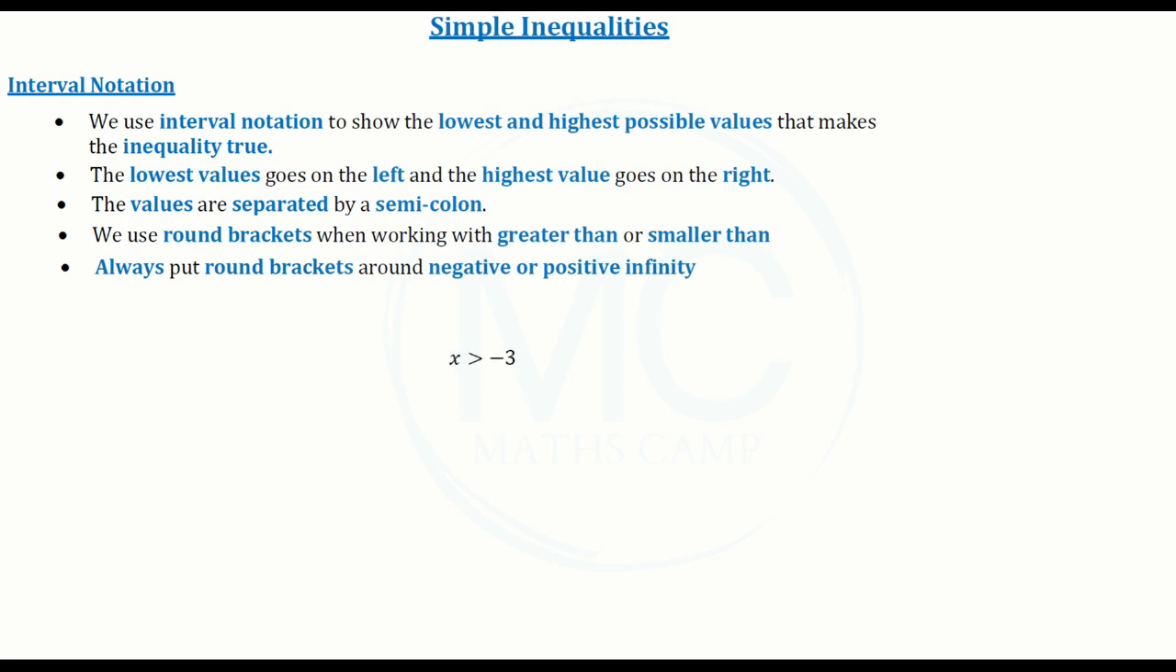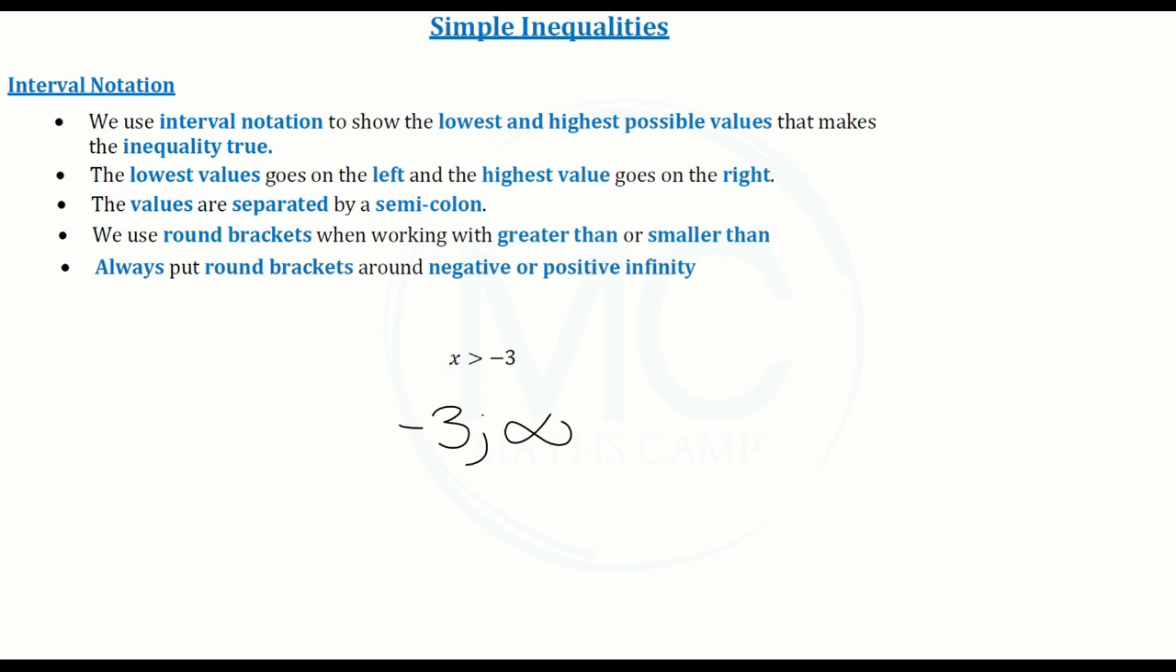Let's look at x is greater than negative 3. Here, x can take on any value that is greater than negative 3. So negative 3 is our lowest possible value, so we can write negative 3 over here. X takes on values greater than negative 3, but we do not have a higher bound. This means that the value of x can go on to positive infinity. So we can write positive infinity as our higher bound.